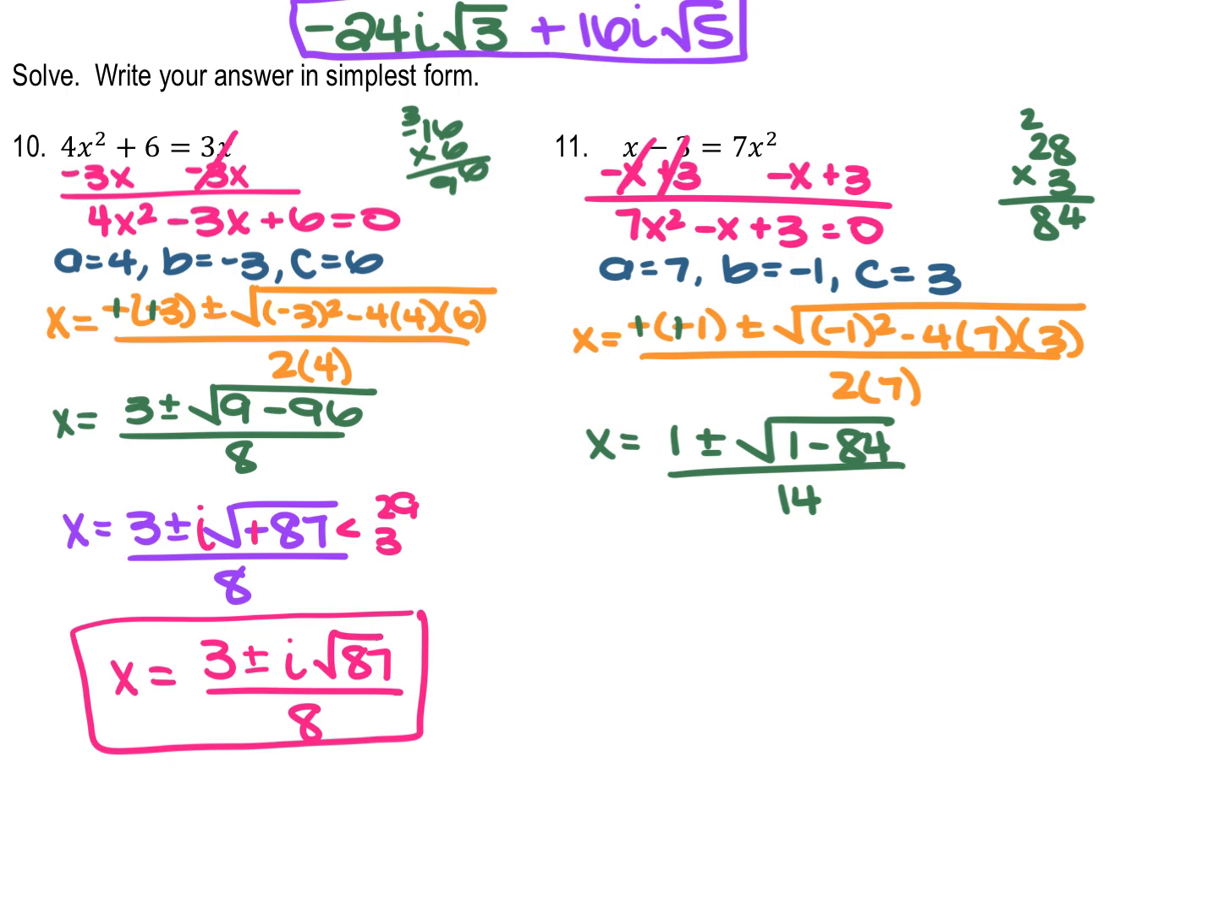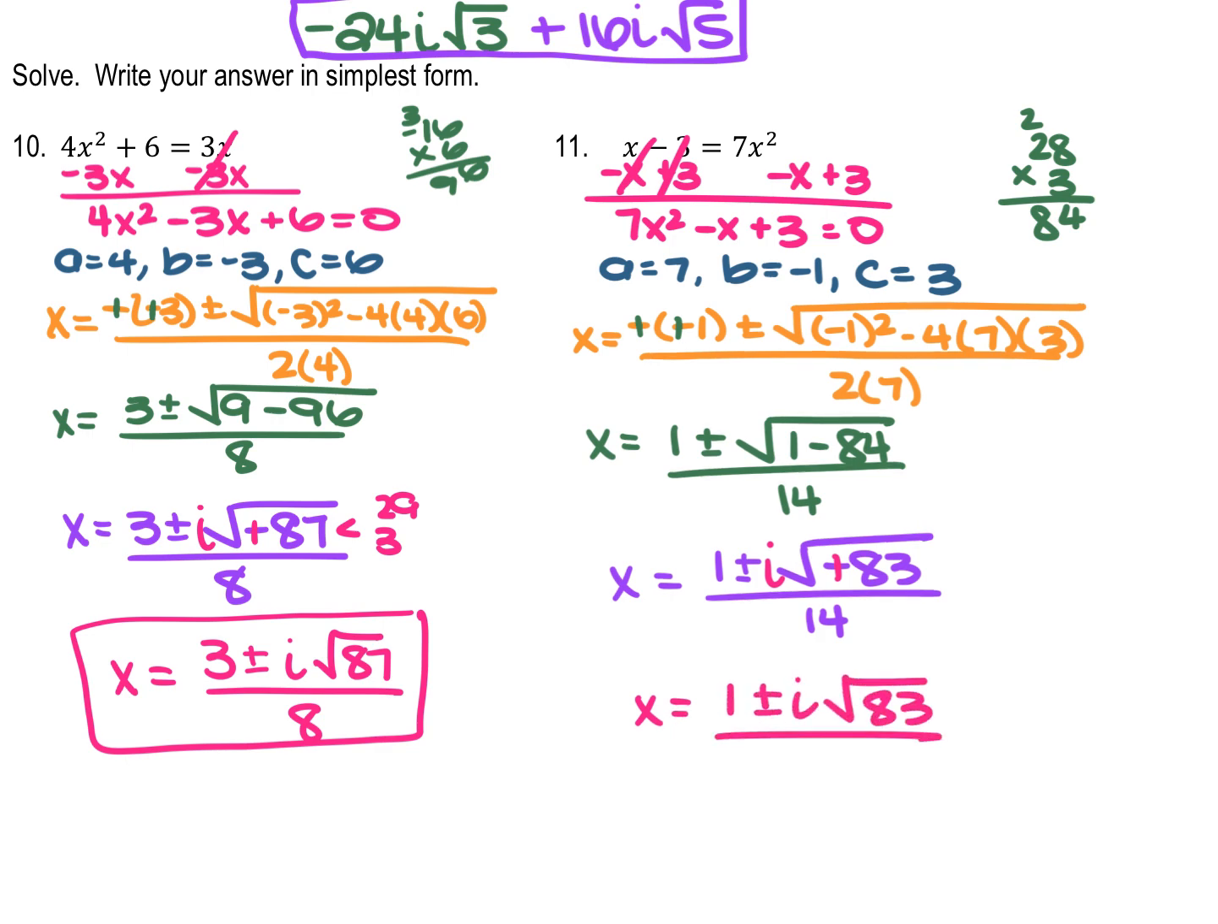Underneath your radical, you have 1 minus 84, which is -83. So x is equal to 1 plus or minus the square root of -83 all over 14. To simplify that square root, the negative has to come out, so you're going to turn it into a positive and pull an i, put it in front. So that's going to give you x is equal to 1 plus or minus i square root 83 all over 14 for your answer.